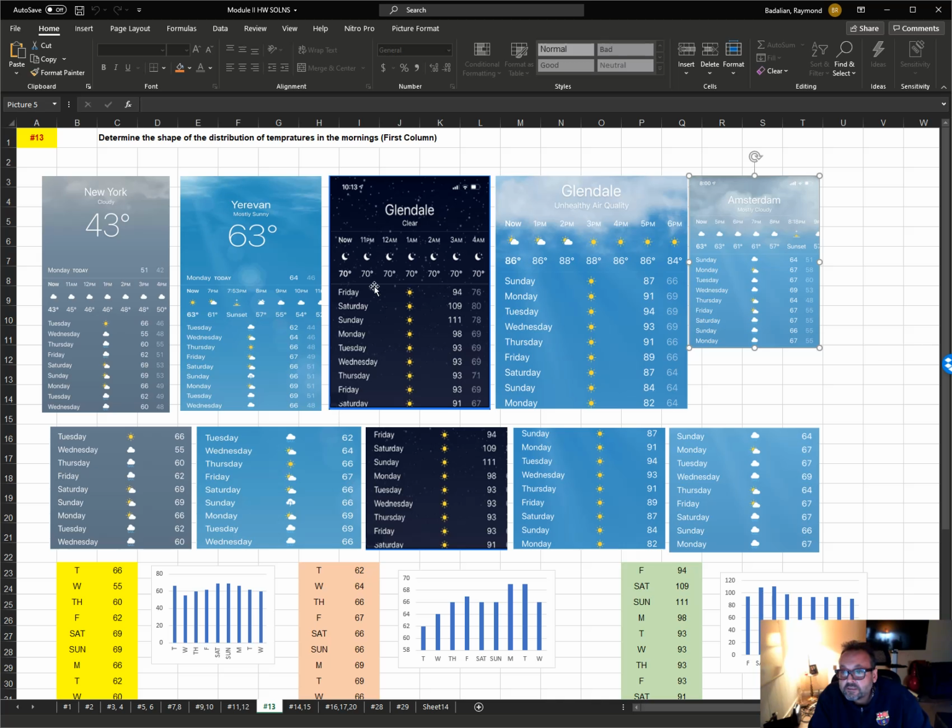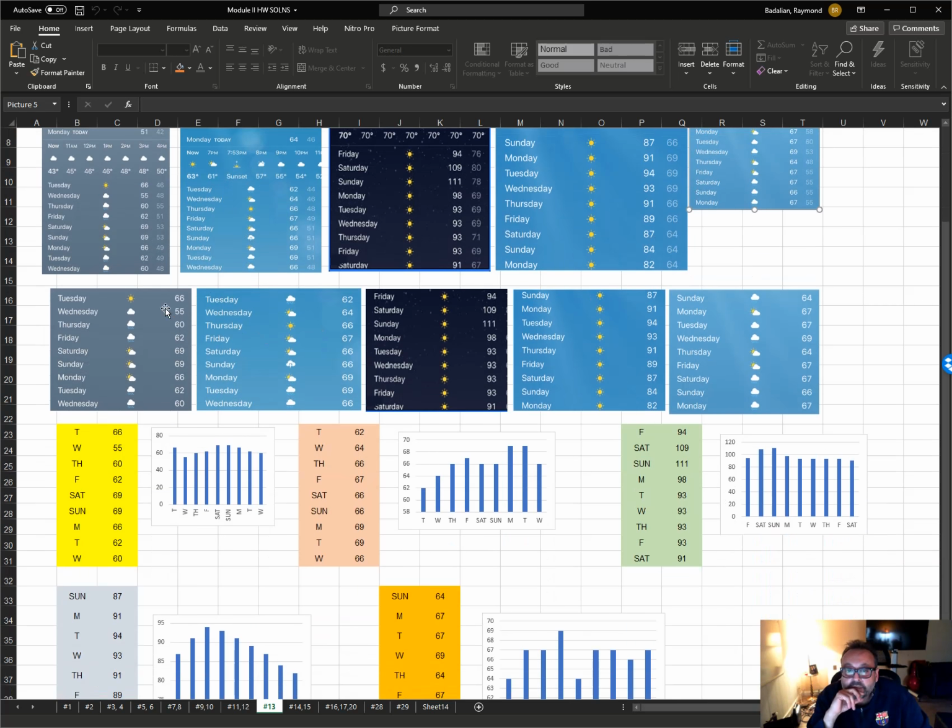For a 7 day period, a 1, 2, 3, 4, 5, 6, 7, 8, 9 day period, and tell me if it's uniform, skewed, or symmetric, or normally distributed, the bell-shaped curve. So I've taken what's important, which is the days and the temperatures, for each city, and I've focused only on the morning temperatures.